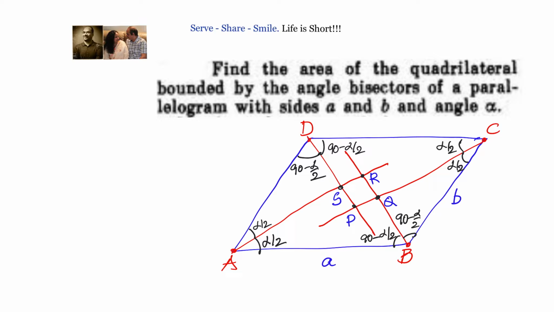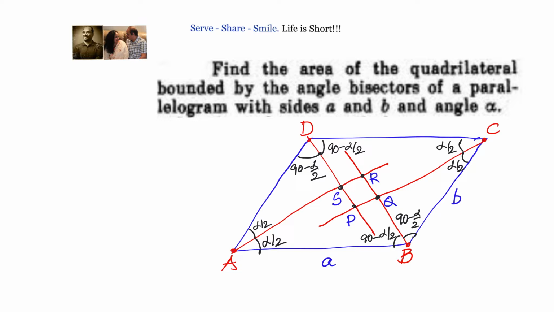For that, they have given us extra information. They said that sides are A and B and the angle of the parallelogram is alpha. Since it is an angular bisector, alpha is divided into alpha by 2, and when we go to angle D, we know that A plus D is 180 degrees because adjacent angles are supplementary in a parallelogram. That is divided into two equal parts, so we have 90 minus alpha by 2, 90 minus alpha by 2. Similarly at B and C also.